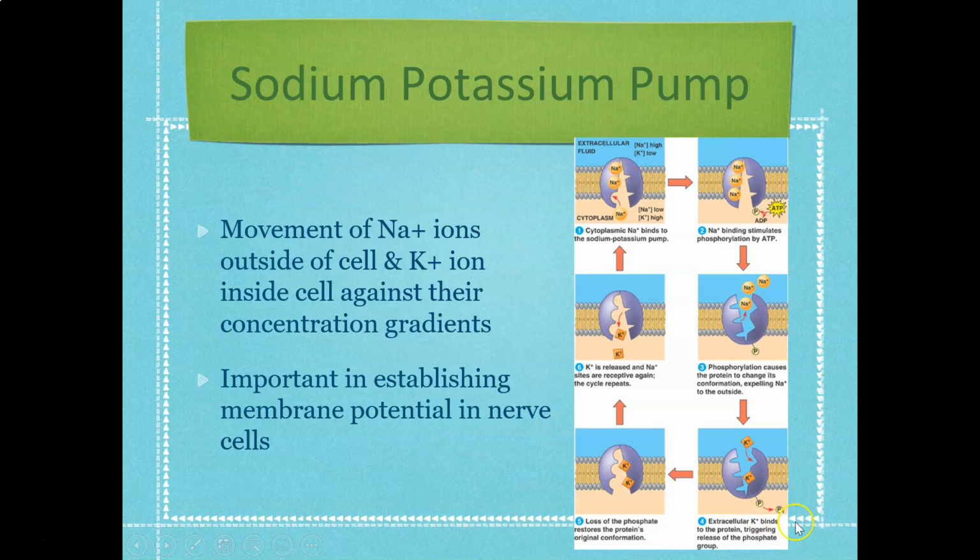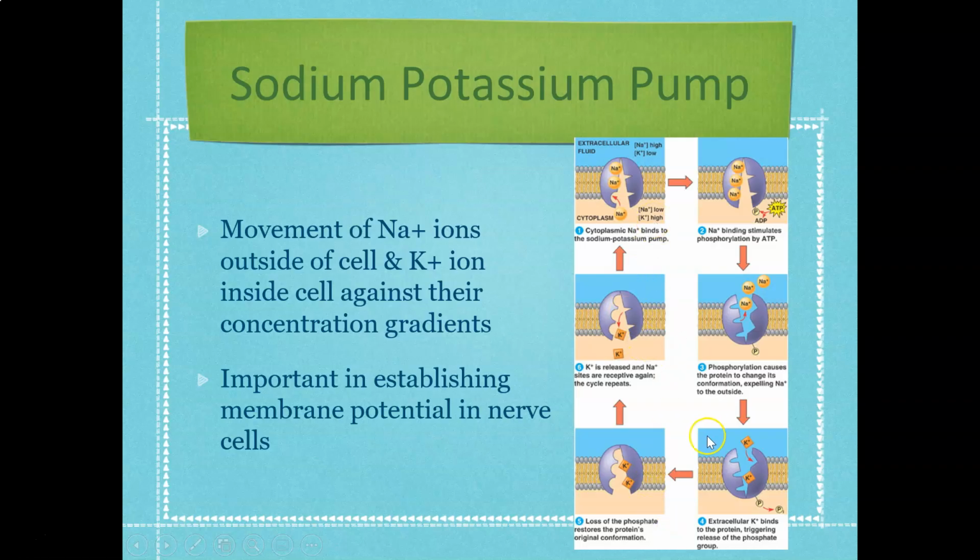So once we lose that phosphate group, that causes the protein again to open back to the inside of the cell, also changes the bonding sites for those potassium ions and forces them to be kicked out of the protein. They're now released to the inside of the cell. We start the cycle over again.